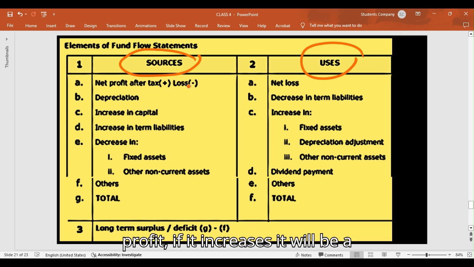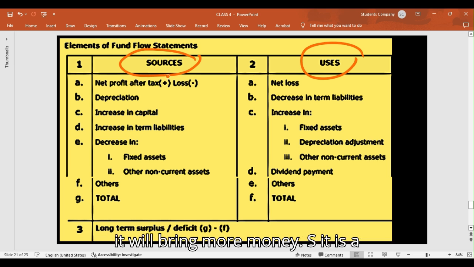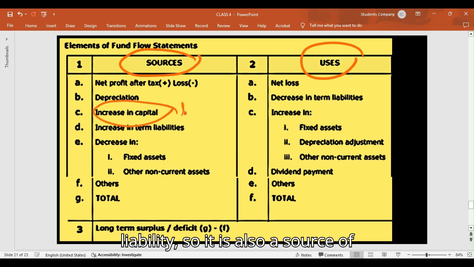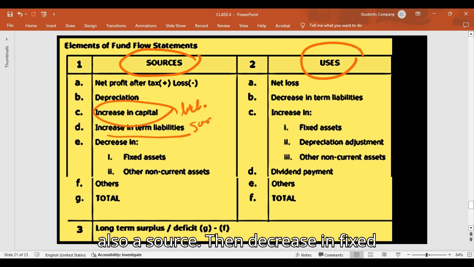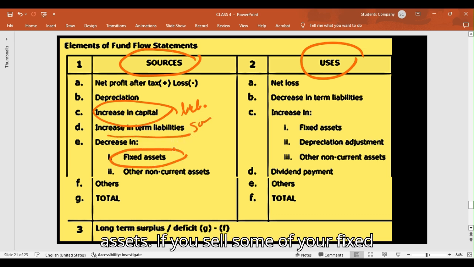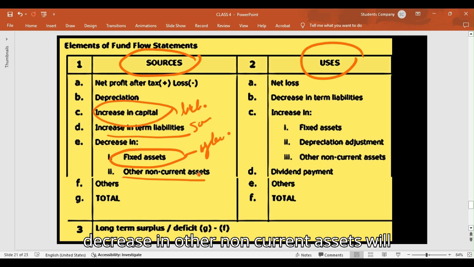Net profit, if it increases, it will be a source of fund. Depreciation is also a source of fund because it is just an accounting term. In reality, there is no spending. So if you add back depreciation, it will bring more money. So it's a source. Increase in capital is a liability, so it is also a source of fund. Increase in long-term liability is also a source. Then decrease in fixed assets. If you sell some of your fixed assets, it will bring in money. This is also inflow. Inflow means source. Again, decrease in other non-current assets will also bring in money. So that is also a source.